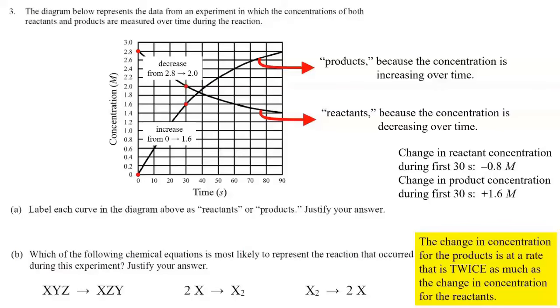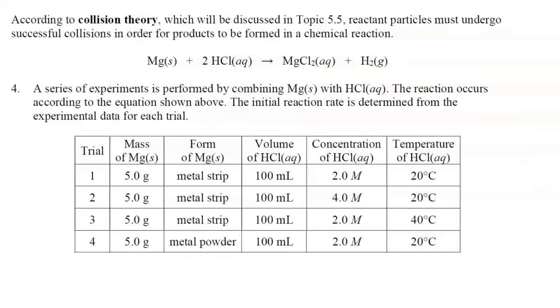Well, if the change in concentration for the products is at a rate that is twice as much as the change in concentration for the reactants, then I'm going to go ahead and circle this reaction as my answer, that 2 moles of product are being produced for every 1 mole of reactant that is being consumed. According to collision theory, which will be discussed in topic 5.5, reactant particles must undergo successful collisions in order for products to be formed in a chemical reaction.